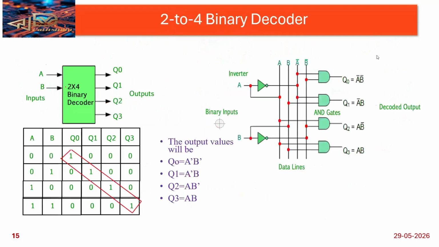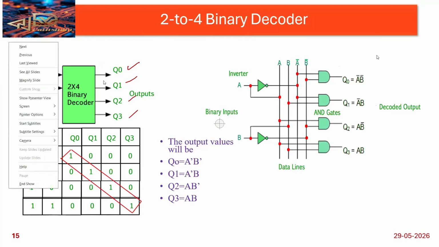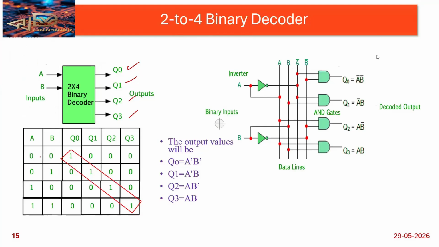Okay, same way, the 2 by 4 binary decoder. Two inputs I am giving, and four outputs I will get on the output side: Q0, Q1, Q2, Q3. Same way I will design the truth table. First we need to draw the truth table, then only we will get the output equation. See, 0 1 2 3 are the decimal values. This is the binary. Okay, 00, 01, 10, 11 cases.